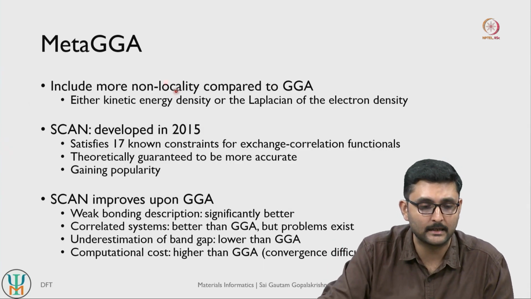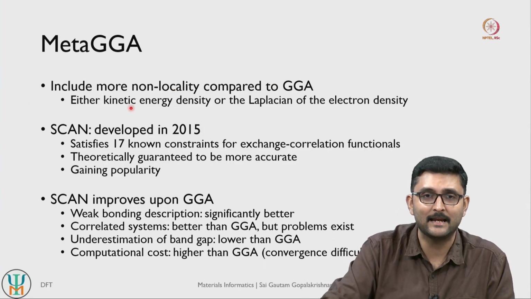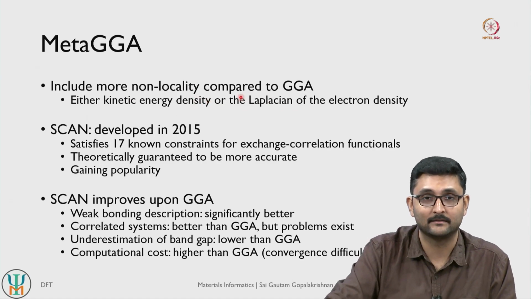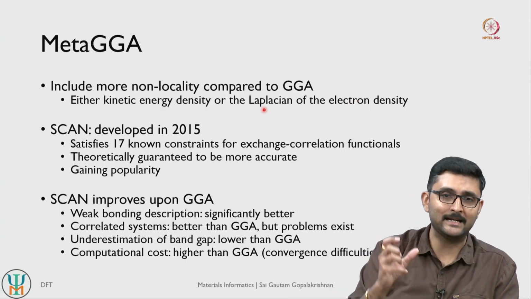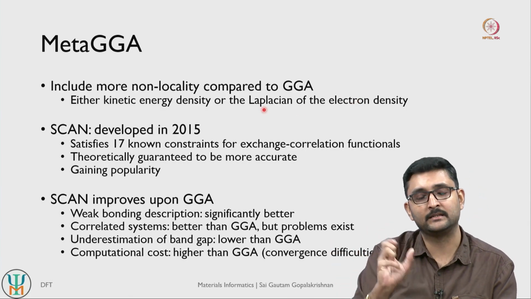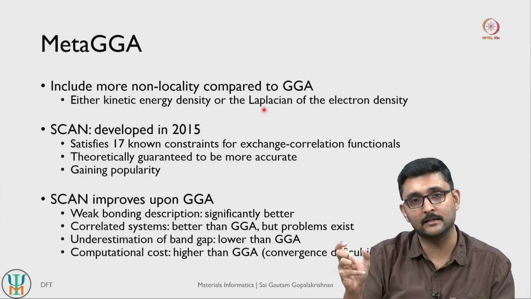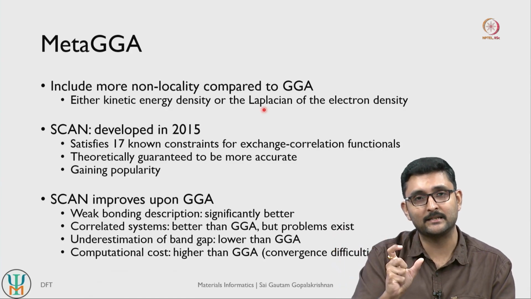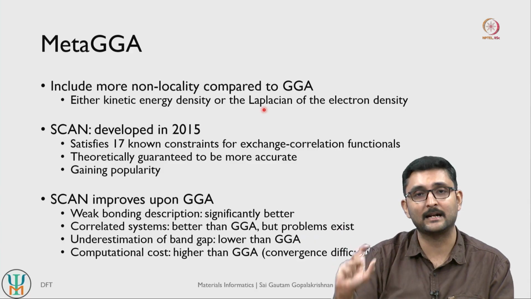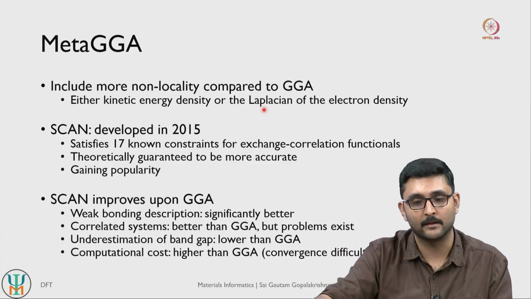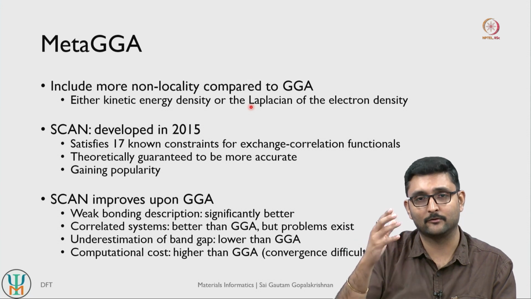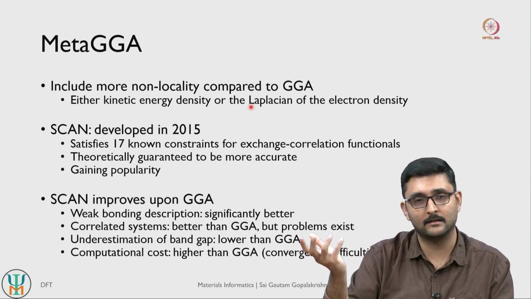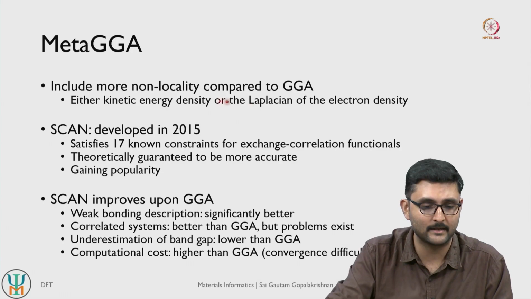So how do you do that, right? You basically either take what is referred to as the kinetic energy density or the Laplacian, the second derivative of your electron density itself, right. So LDA took just the electron density, GGA took the gradient of the electron density, the first derivative, and meta GGAs typically take an equivalent of the second derivative of the electron density, right. So you can either take a straightforward second derivative, which is just a Laplacian. So you take del square of n, right, and you incorporate that information in your meta GGA.